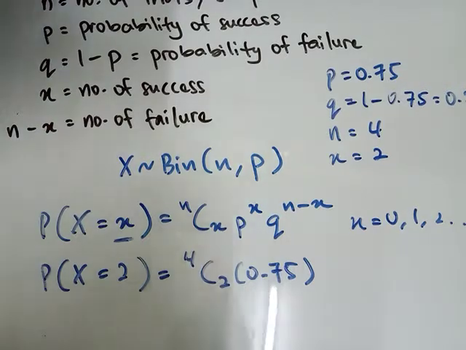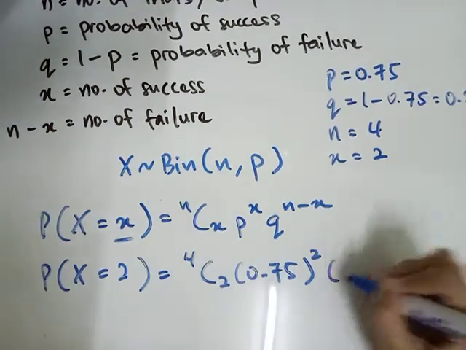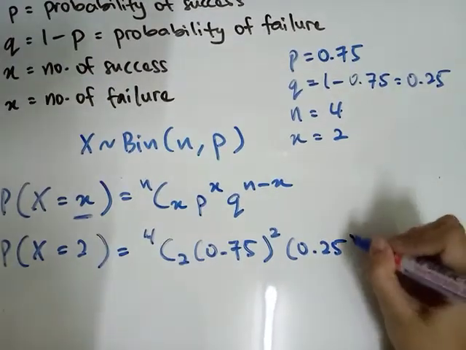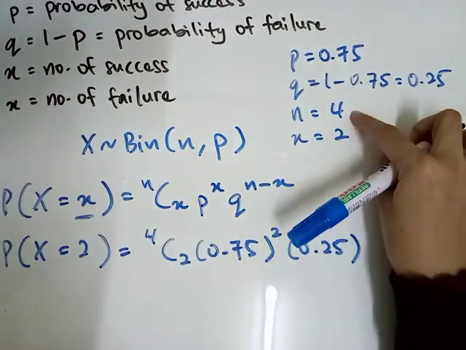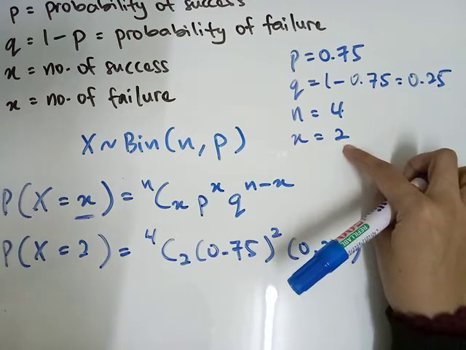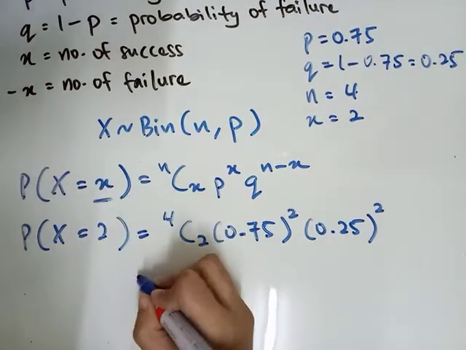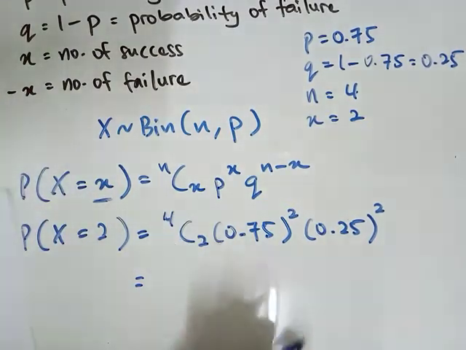Power X, which is 2, times Q, which is 0.25, power N minus X. We know that N is 4 and X is 2, so 4 minus 2 you will get 2. Okay, and then calculate. How to calculate 4C2?